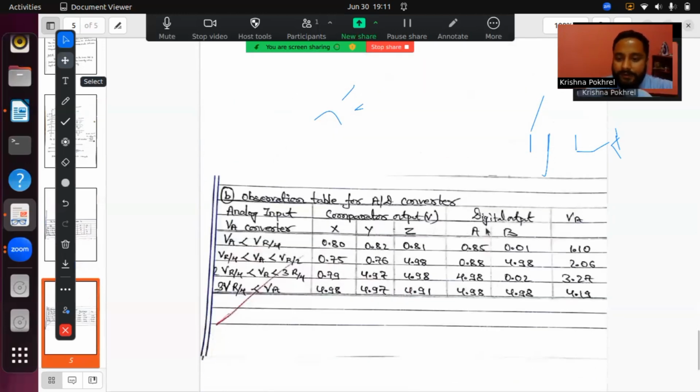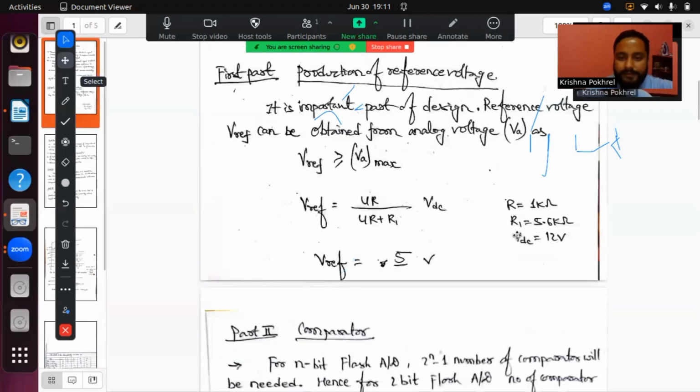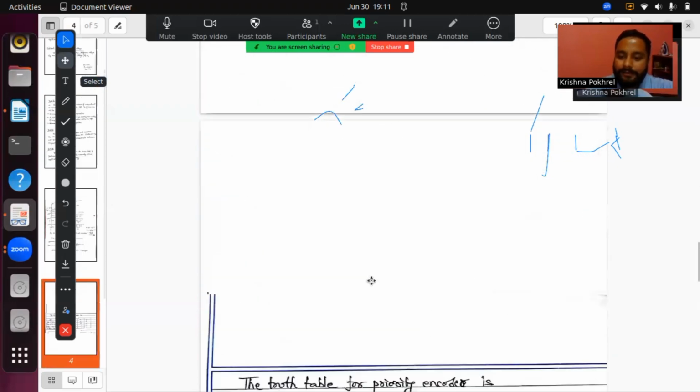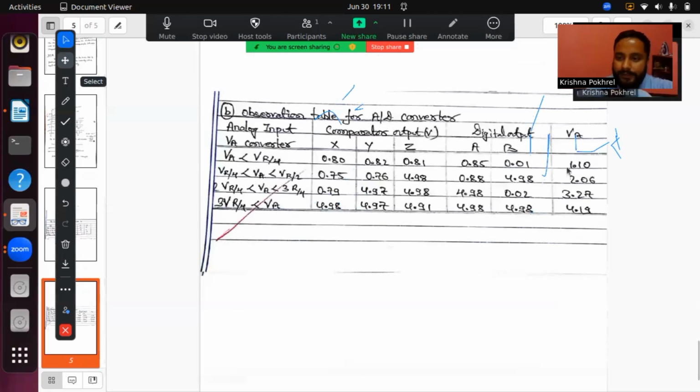And after we have got the values of A and B, we have one formula to convert it into the output voltage VA, that is 2 power 1 times A plus 2 power 0 times B, and we will get this result. Okay, 2 power 0 means 1, and we'll get the result. So in this way, we have converted the analog signal to a digital signal. So our work has been finished.